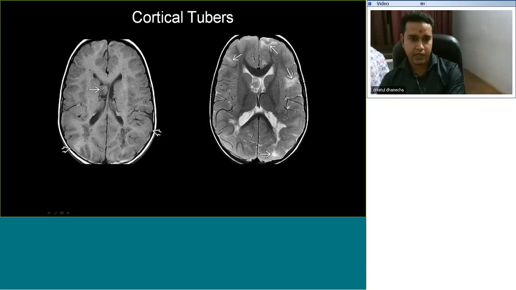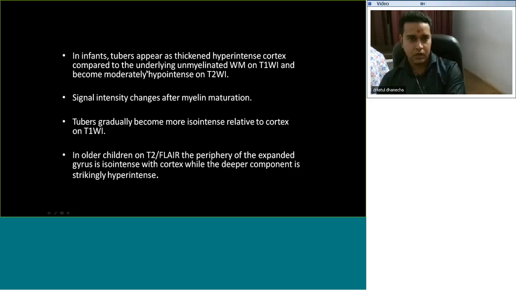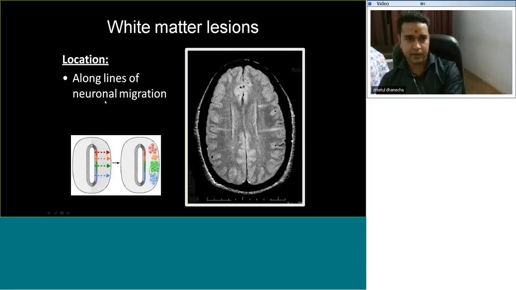Here you can see cortical thickening, abnormal signals in the subcortical white matter. This is a radial band extending from central to peripheral white matter. Here we can see some nodules within the right lateral ventricle, subependymal nodules. In infants, the tuber appears as thickened hyperintense cortex. This is related to myelin, and later on it will change intensity, hyperintense on T2 and hypointense on T1 in the later age group. In older patients, similar white matter lesions.